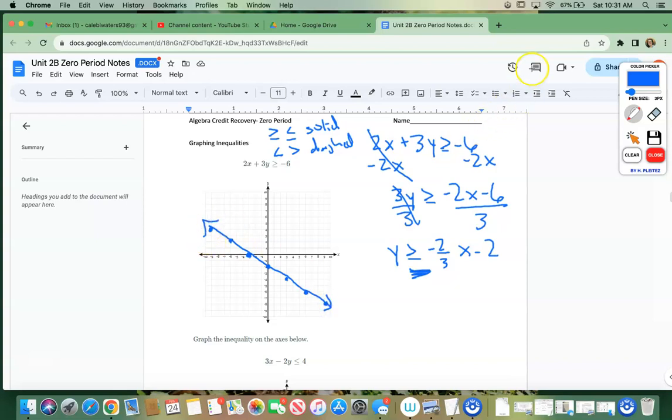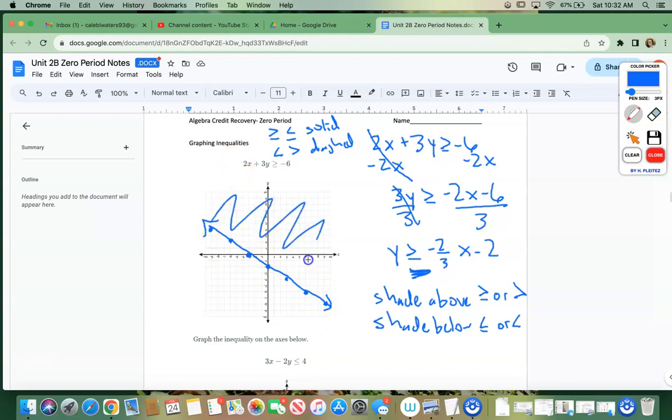Now, one more thing you need to know about these is shading. We're going to have to shade, okay? So, shading above will happen when it's greater than or equal to or greater than. Shading below will happen when it's less than or equal to or less than. So, the way I like to think about it is this line going down through here. We just have to think up this way or down this way, okay? Greater than or equal to, we said that's above, and so if you put your pencil along this line, go up, and so that will be this direction.